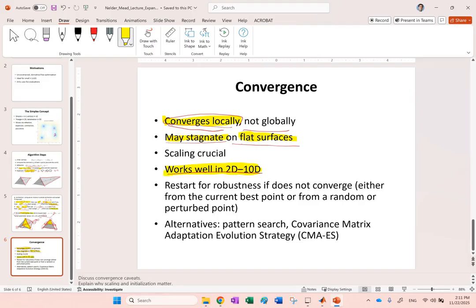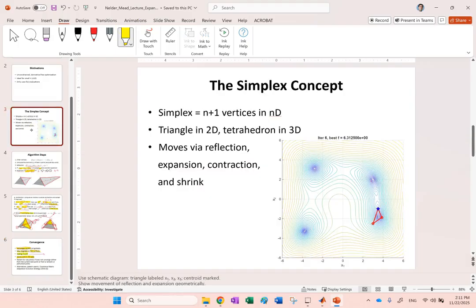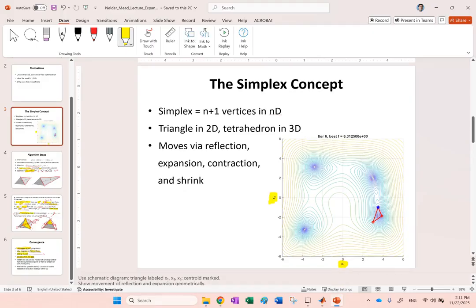Another very critical thing about this method is scaling. Scaling is crucial. What does that mean? Well, look here. When you are doing your optimization, let's say you have two independent variables, x1 and x2. You want to make sure that the total range of x1 and the total range of x2 are similar. You see here, for instance, x1 goes from -6 to 6, and x2 also goes from -6 to 6, so they have similar scales, so this is going to be good.